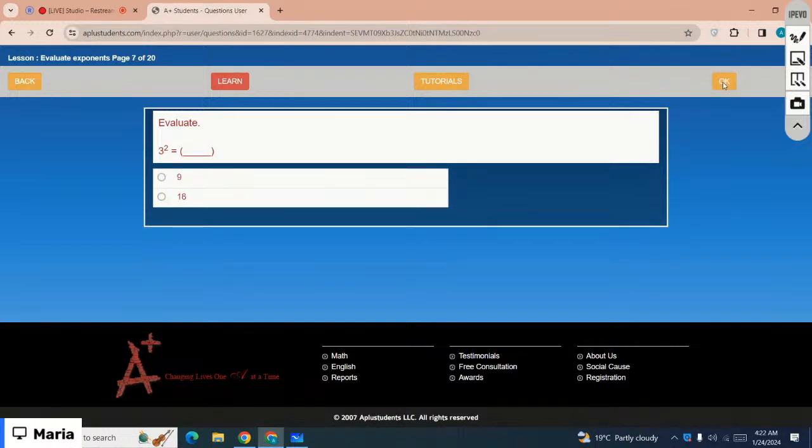The next one is evaluate. You have to do 3 square. So 3 square equals, you have to do 3 times 3, and 3 times 3 is 9. The correct option is 9.